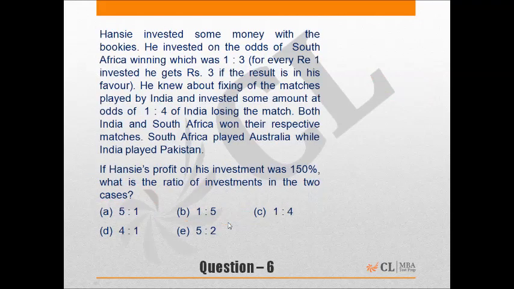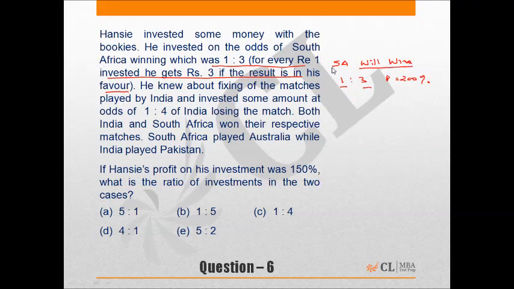Let's move to the next question. Question 6. Hansi invested some money with the bookies. He invested on the odds of South Africa winning, which was 1:3. For every rupee 1 invested, he gets rupees 3 if the result is in his favor. So he bet that South Africa will win. This was his bet. And what were the odds? 1:3. Which means if he puts in 1 rupee, he gets back 3 rupees, or his profit is 2 rupees on 1 rupee, or his profit is equal to 200%. His bet was that South Africa will win.